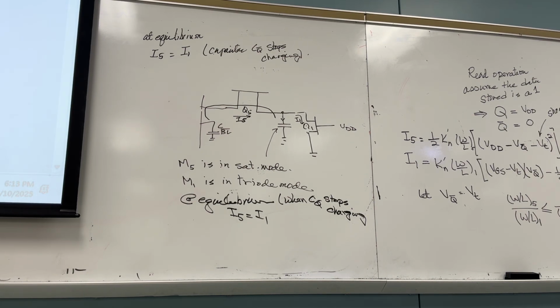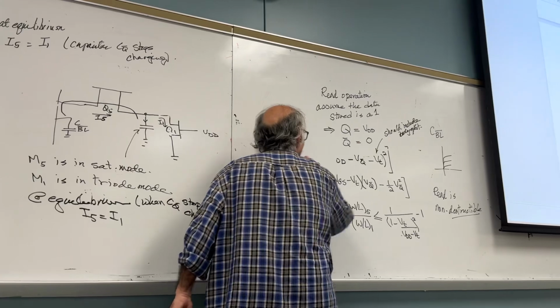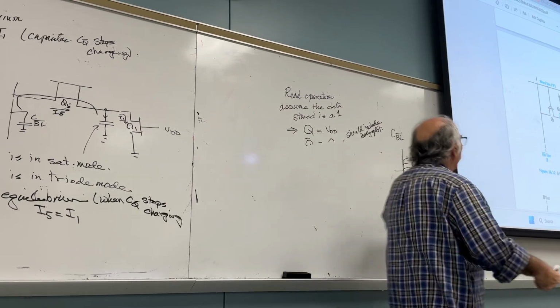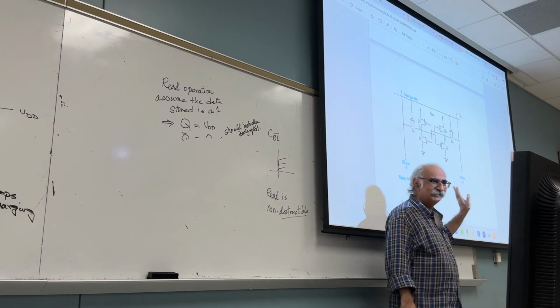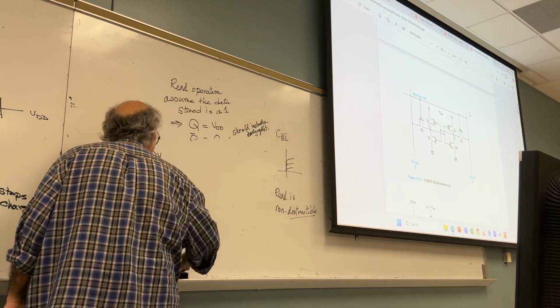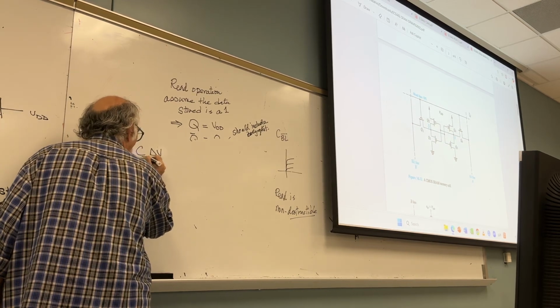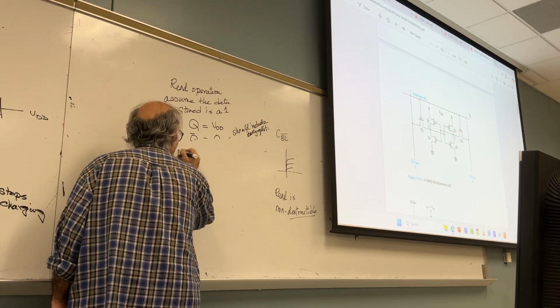Can you tell me how long it takes for the sensor amplifier to sense the difference? How long does it take? Let's see what I have. I don't consider this side. Why? No change on this side. So what do I have? C delta V, where this C is the bit line bar capacitance, is equal to I delta T.